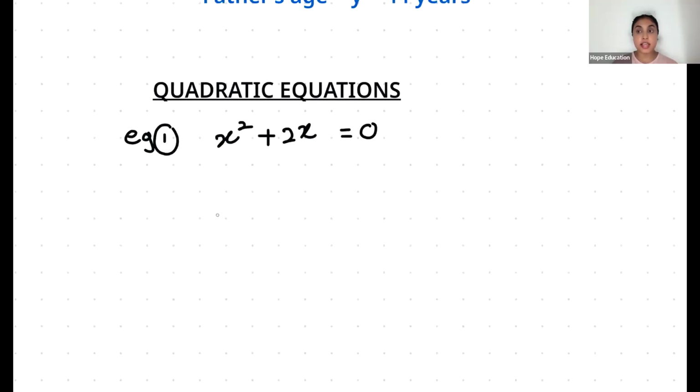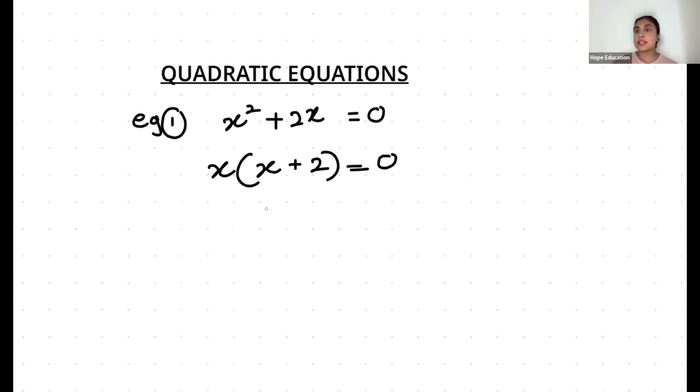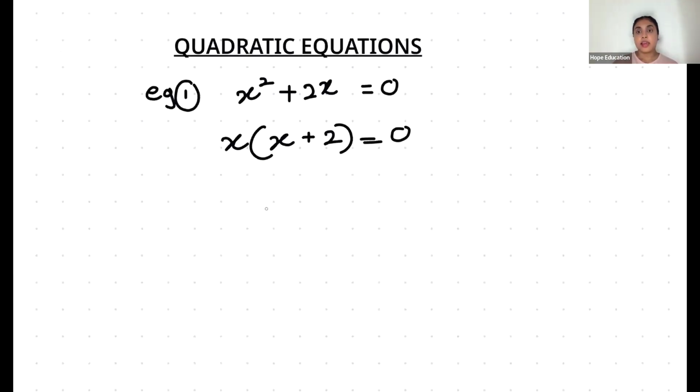So then what I do is I factorize. Now, you already know how to factorize. If you look at these two, you can see x is common. So I take x out. From x squared, when I take x out, I have 1x remaining. From 2x, when I take x out, I have 2 remaining. Equals 0. So this is called factorizing, right?